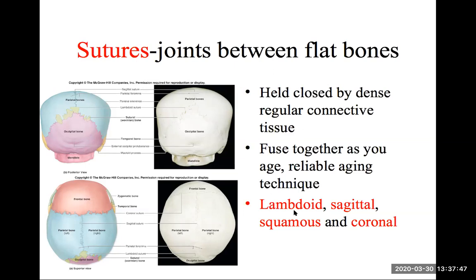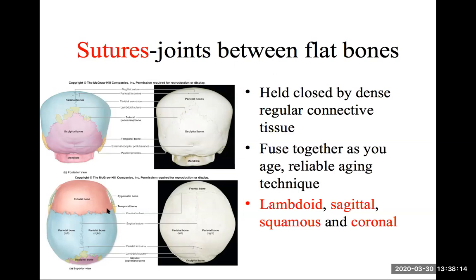The names of these four are shown below, and the best way to locate them is to focus in on a single parietal bone. Right, here's the parietal bone. Okay, remember we have a left and a right. We're looking down on it, so this is the superior view. And the first suture is here between the two parietal bones, and that's called a sagittal suture. So that goes along with what we learned about planes.